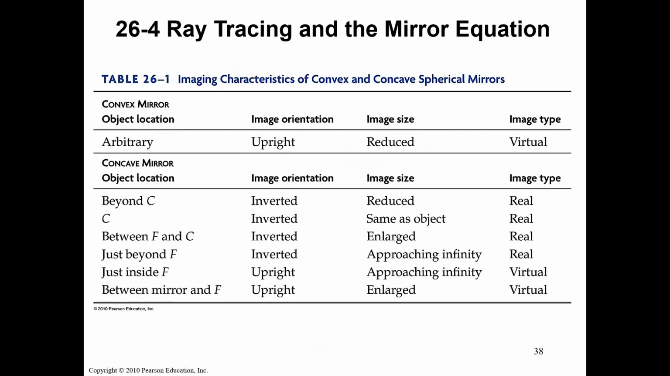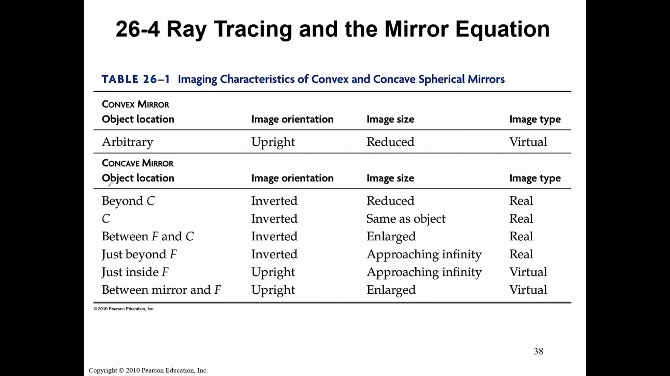And we can also summarize the imaging characteristics of convex and concave spherical mirrors. We can put our object at different locations, and we talk about the image orientation, image size, and image type. So for a convex mirror, remember, a convex mirror is like this, and the parallel light rays get diverged, but we can extend them onto the other side of the mirror. The image is upright and reduced in size. It's a virtual image because no light ray actually goes to the other side of the mirror.